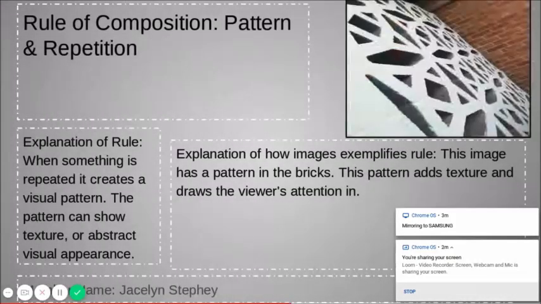My rule of composition is pattern and repetition. This is when something is repeated and it creates a visual pattern. The pattern can show texture or abstract visual appearance. In this image, the pattern is in the bricks. This pattern adds texture and draws the viewer's attention.